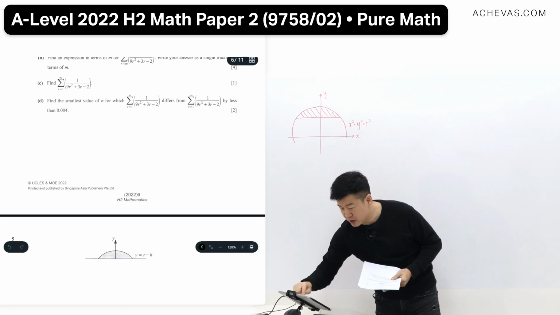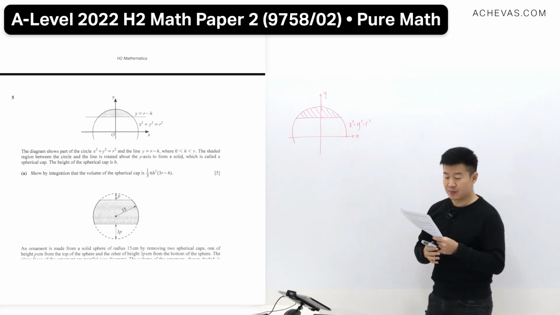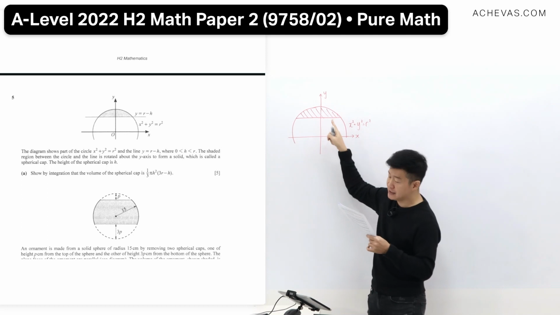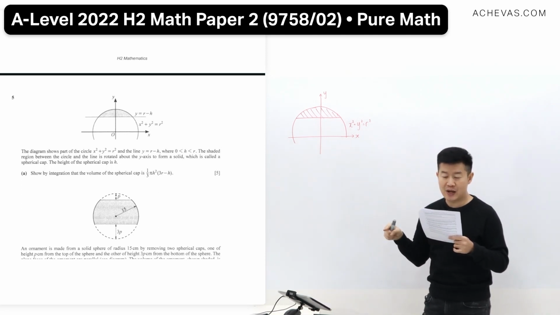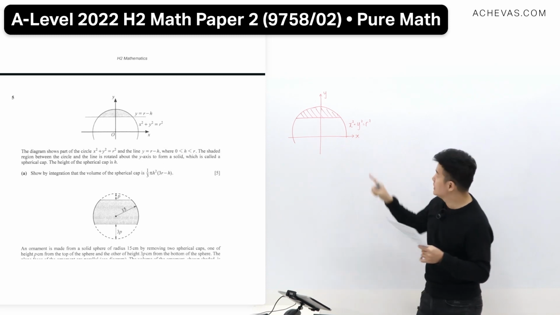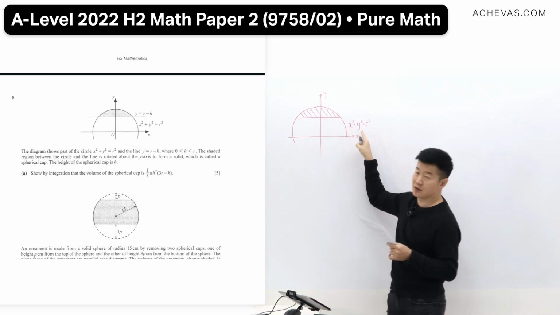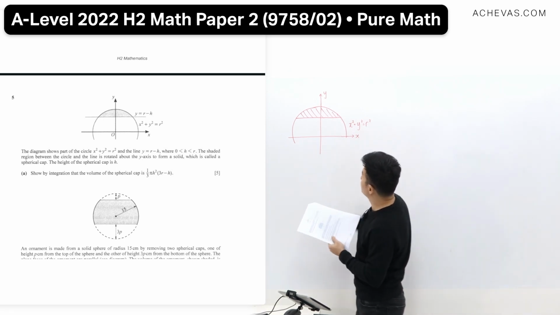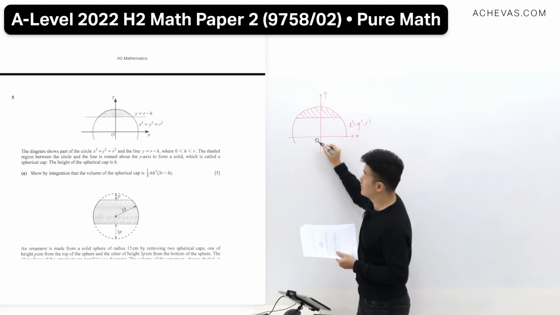Okay, let's take a look at question number 5, which I've already drawn one of the diagrams for here on the board. We are supposed to show by integration that the volume of this spherical cap, which is this one over here, is 1 over 3 pi h squared times 3r minus h. R is the radius of the circle. This is a circle's equation, right? For this circle, the center is at the origin, right?